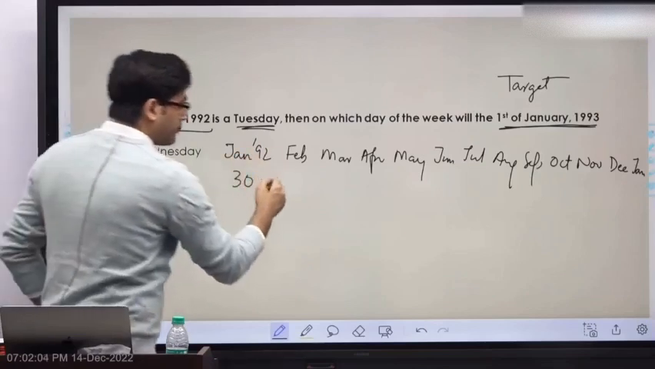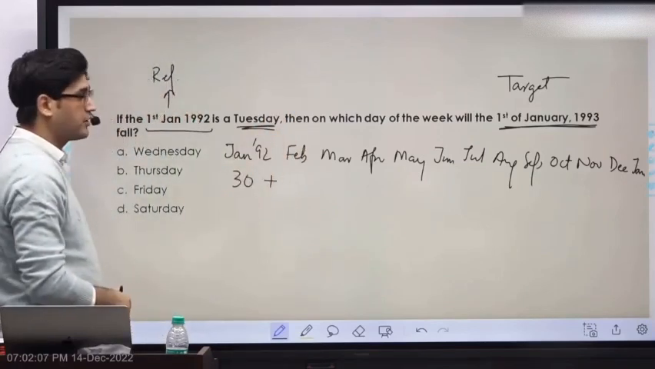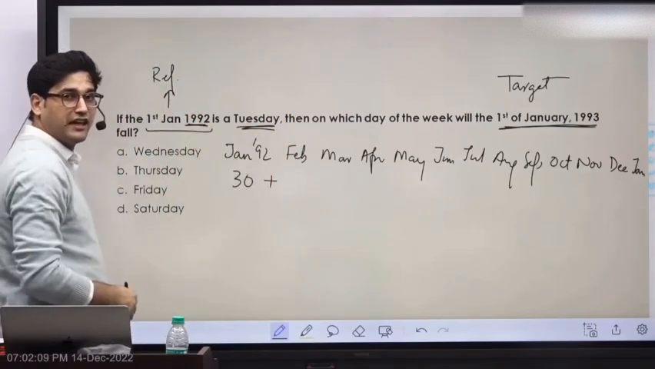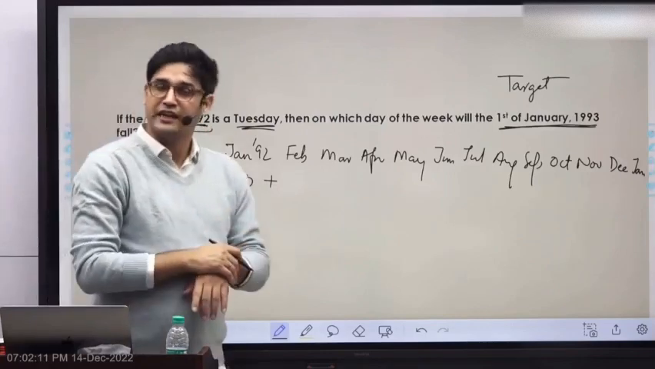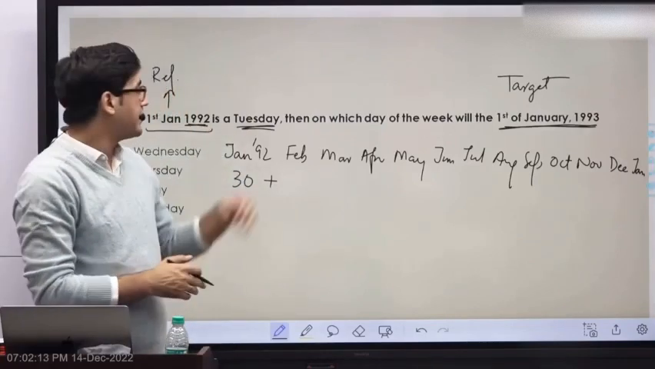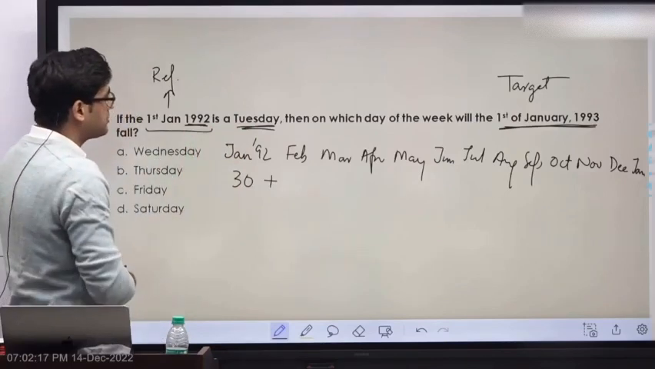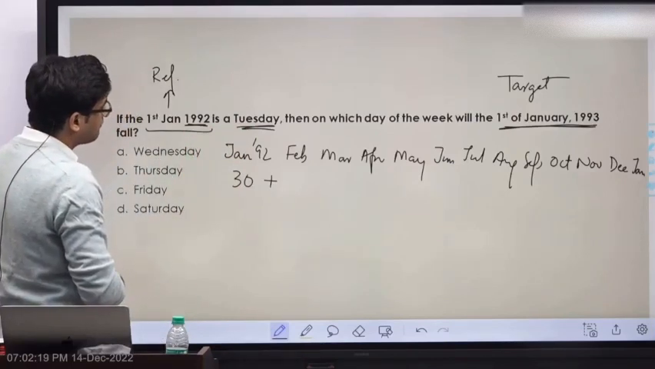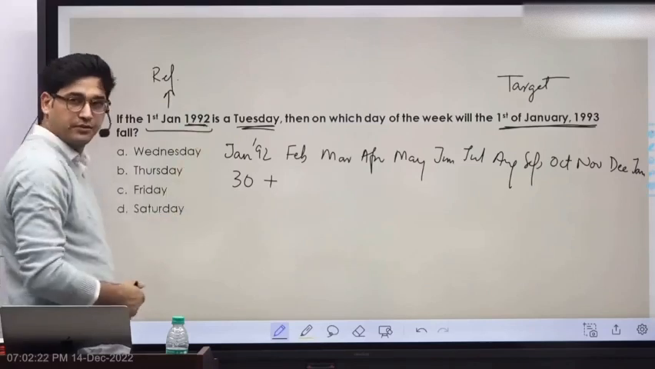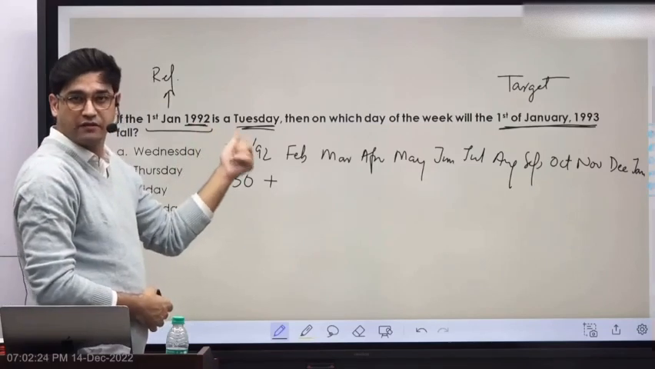In the month of February, how many days will be there? Because it's the year 1992, you have to check whether 1992 is a leap year or not. 1992 in this case is certainly a leap year, I guess. Check by dividing it by 4. Yes, it is a leap year because 1992 is divisible by 4.